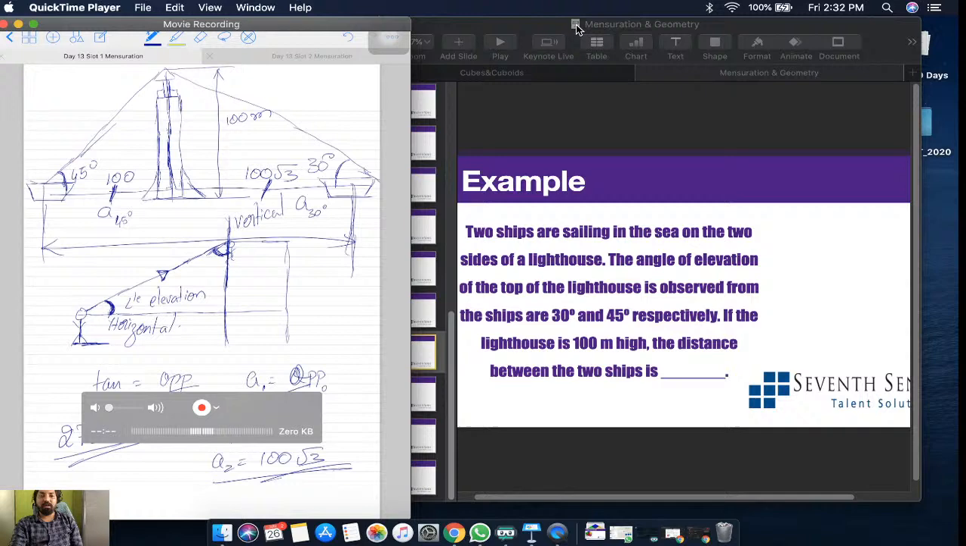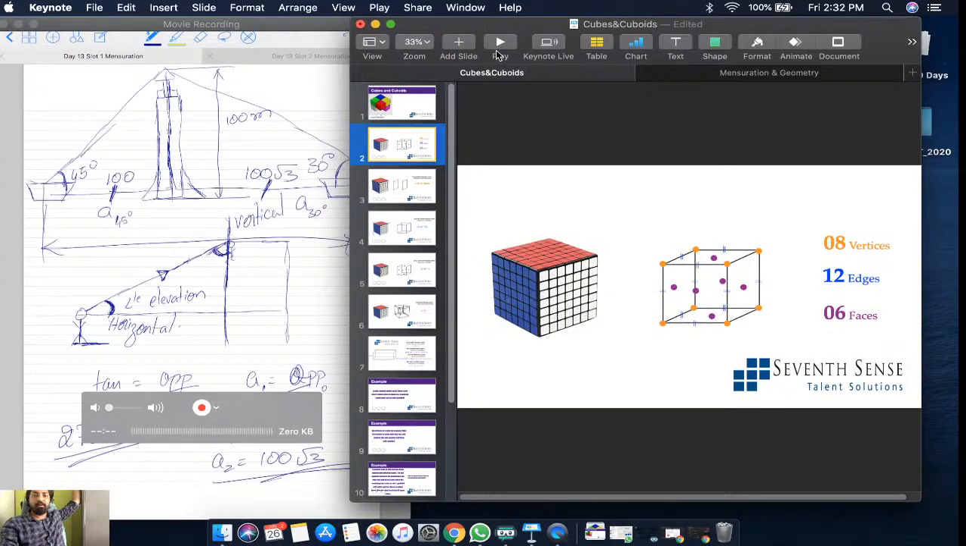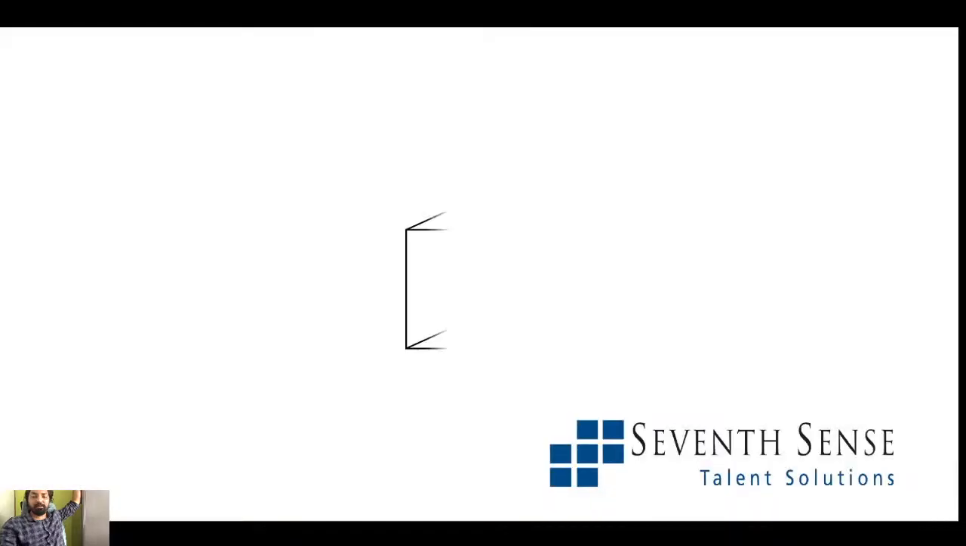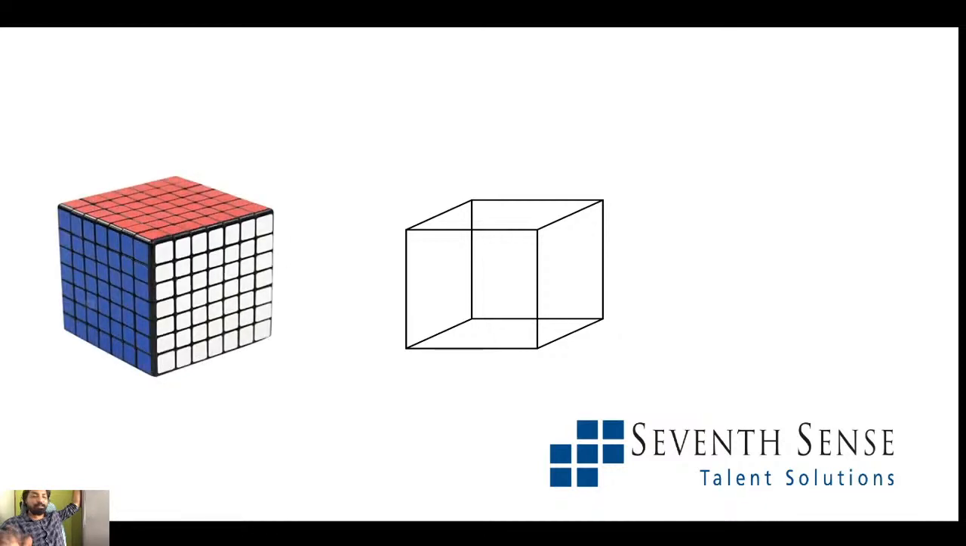That's enough for mensuration. I'll head on to the cubes. You have seen a cube, right? You have properly seen a cube, right? This is how the cube looks. Most of the problems in cubes that we are going to solve, you see this Rubik's cube. It's not even the typical Rubik's cube I'm talking about.